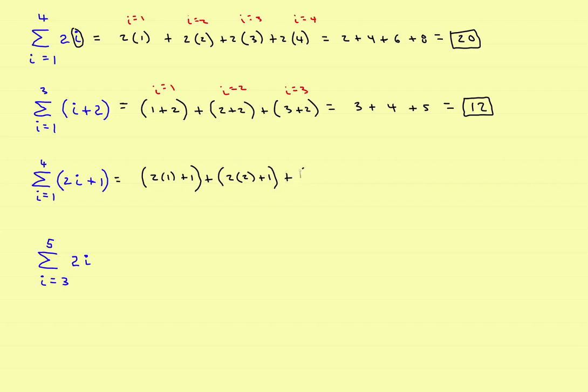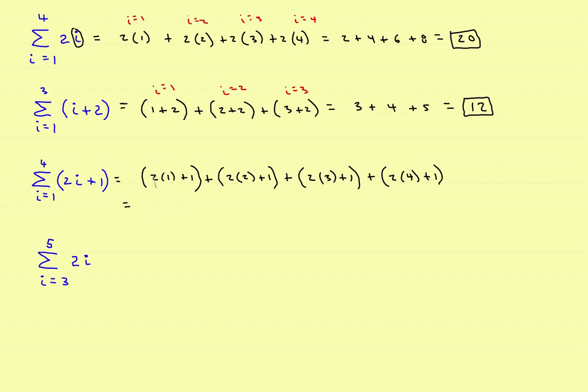Add the third one, 2, and this time I is equal to 3 plus 1. And then finally add the fourth one, 2, and plug in a 4 for I, plus 1. Now just add all those up separately.